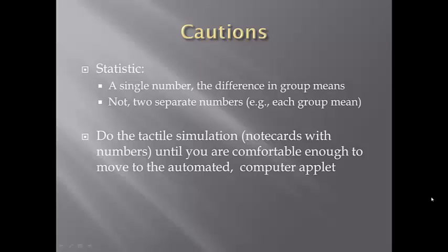A couple of words of caution. The statistic when we do this simulation analysis is a single number. It's the difference in the group means. A lot of students want to say, I have two statistics. I have the average when you rode the carbon bike. I have the average when you rode the steel bike. We want to take the difference in those and get a single number. The 3S strategy is statistic, not statistics. It's a single number summarizing the evidence.